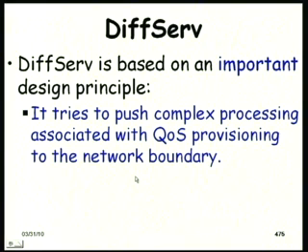And another important principle, see, one we saw is that the information is not stored on the switches or routers, it is distributed on the packets. The other important principle behind the design of DiffServ is that the kind of processing that is required is only done at the network boundaries. Only the edge routers are responsible here.